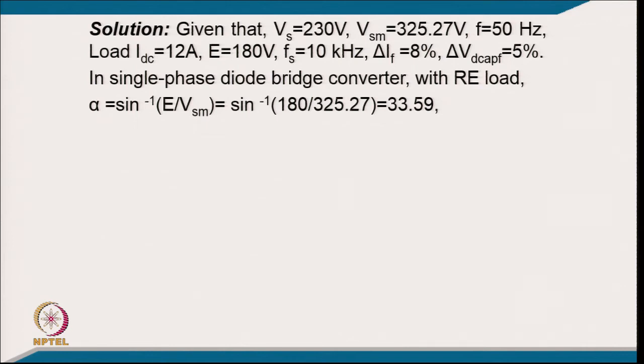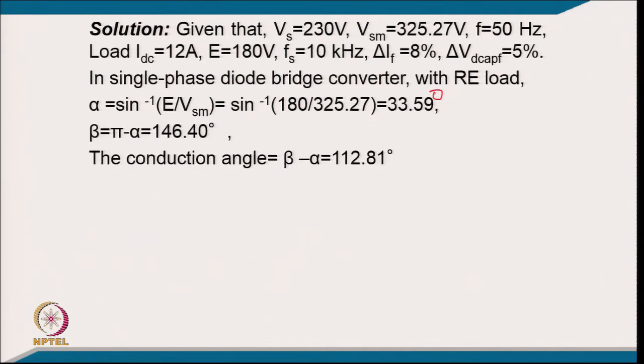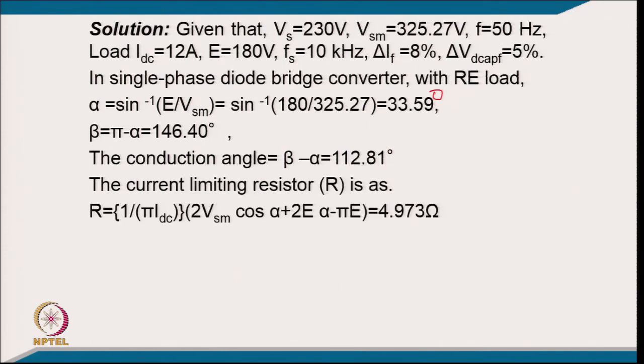In a single phase diode rectifier with an RE load, we can calculate for the conduction period the alpha at which you start conducting from this relation. So, it is 33.59 degree, and then the beta, that is pi minus alpha, is 146.40, and the conduction angle, the difference of these, is 112.81. Out of 180 degree it is conducting only for this period, and the current limiting resistor is here, R. We can calculate it from the current, which is given as 12 ampere. So, putting the values here, we can find out how much the resistance will be which is limiting the current in this circuit.